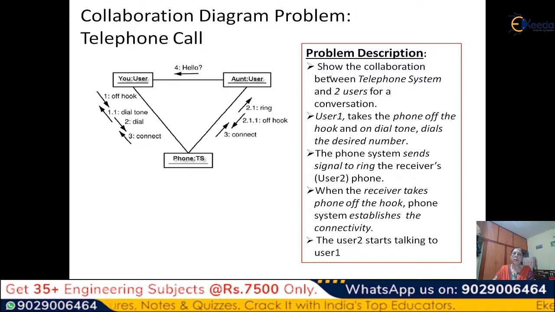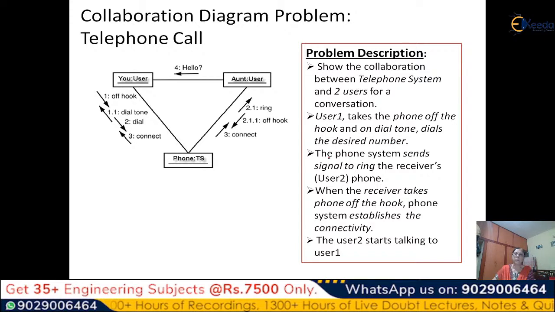And so earlier days this used to happen. This shows the collaboration between a telephone system and two users for a conversation. You can think of this as your mobile phone tower or something like that, and two mobile phone users are there. User one takes the phone off the hook and gets a dial tone. He dials the desired number.